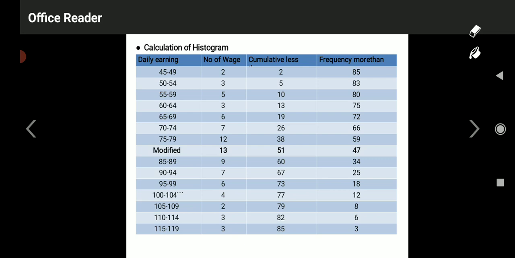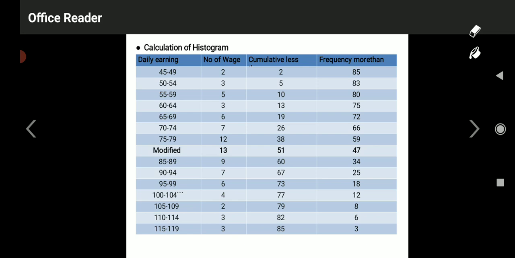Now coming to the next column, that is cumulative less than. We have to find out cumulative less than as well as frequency more than for calculation of histogram. How to find out cumulative less than? In the beginning, in the first row 45 to 49, we have to take the minimum frequency, that is 2. And in the last row, that is 115 to 119, the total number of frequencies in that entire community. So cumulative less than is in ascending order.